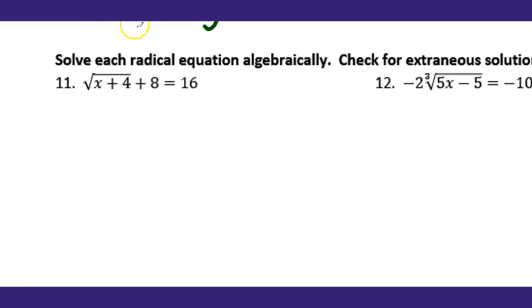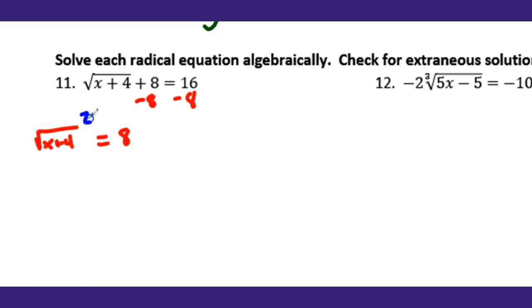All right, first of all, step one is always isolate the radical. How do we isolate the radical here? Well, we're going to subtract 8 on both sides. So we end up with the square root of x plus 4 equal to 16 minus 8, which is 8. Now we need to raise both sides to a power equal to the index, being 2.